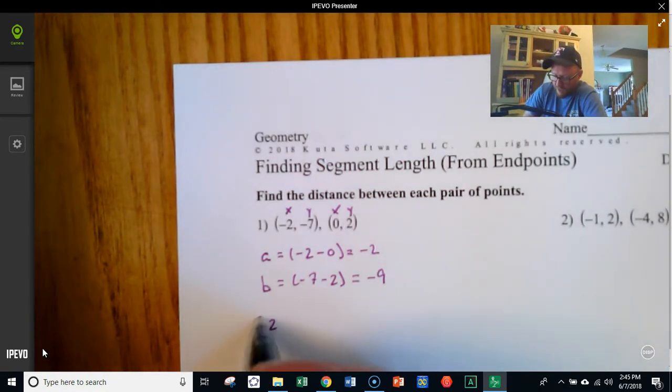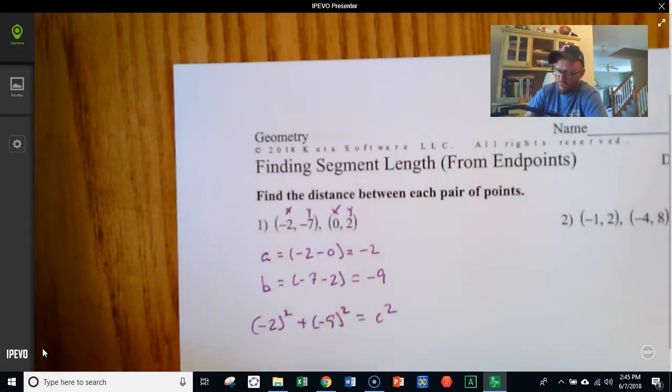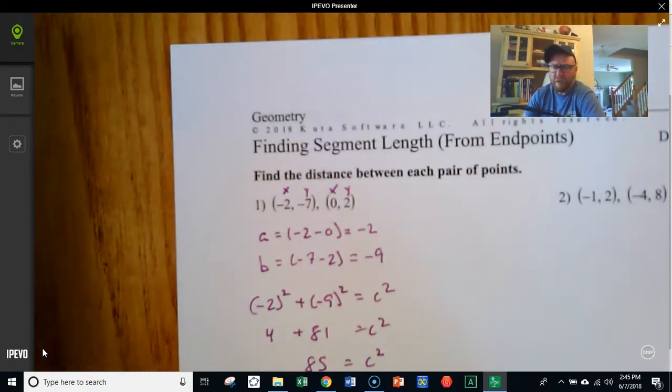So I've got negative 2 squared plus negative 9 squared equals c squared. That's 4 plus 81 is c squared. That's 85 equals c squared. So the square root of 85 equals c. Let's see if we can simplify. 85 is not divisible by any of our square numbers, so I don't think it can be simplified.